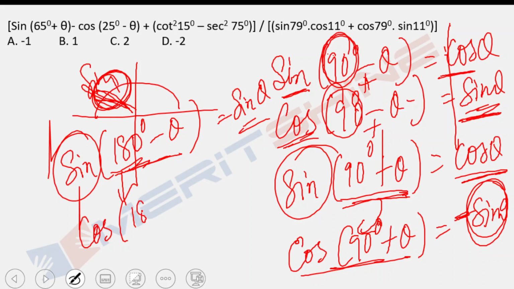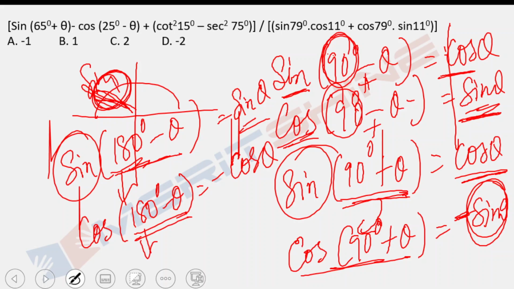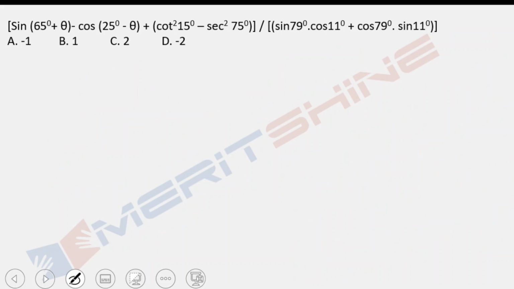But if it is cos of 180 degrees minus theta, then it would be minus cos theta. Why? Because with 180 degrees minus theta, it is an even multiple of 90, so the absolute value would be the same, cos theta. The function would not change, but the sign would change. Why? Because cos in the second quadrant is negative. So this is the basic concept on which we will be doing this question.